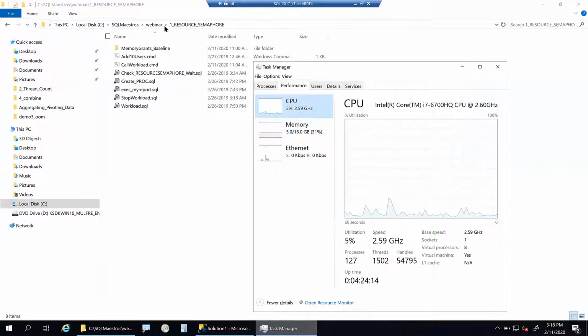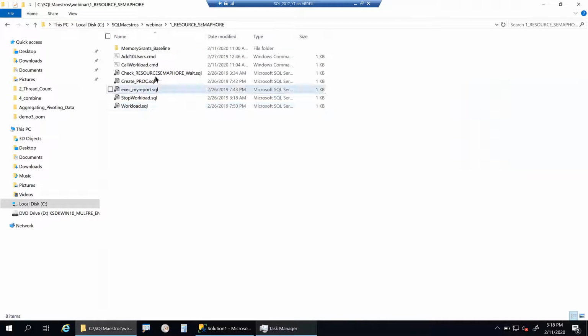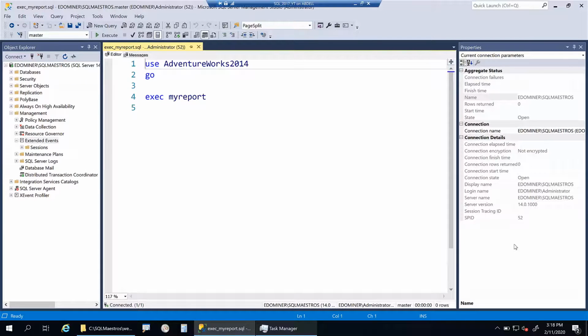Nothing much is happening. Now I'll go to a specific folder here, ResourceSemaphore, which is just the name of the folder, one of the wait types. And I'm going to open up a stored procedure. It's not important right now to understand the code in this stored procedure. What is important is that, let's say this is a line of business application, and this is one of the stored procedures fired by a client using a reporting tool or whatever, and it is important that the performance of this stored procedure is good.